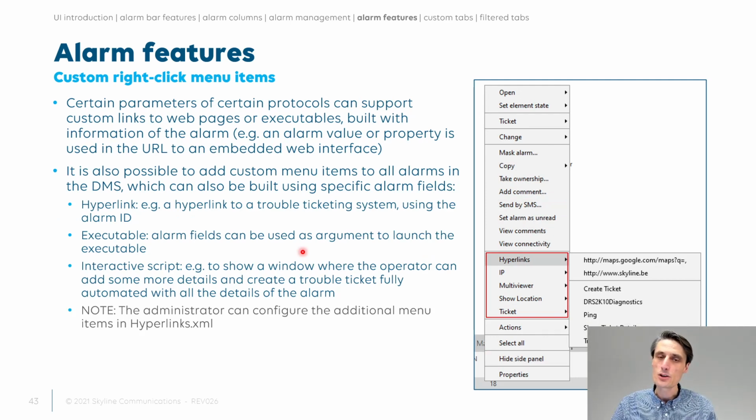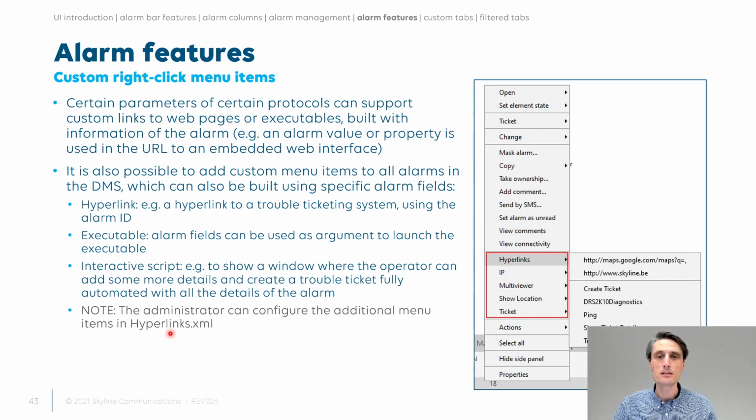Now, you can also actually customize the right-click menu of an alarm, meaning that as an administrator, I can extend the menu with additional items. We do see here some of the possibilities indicated in red. Normally, on a default system, there would be nothing in this section and you would just have view connectivity and then the needed actions, nothing in between here. But you can do so by configuring that in the hyperlinks XML.